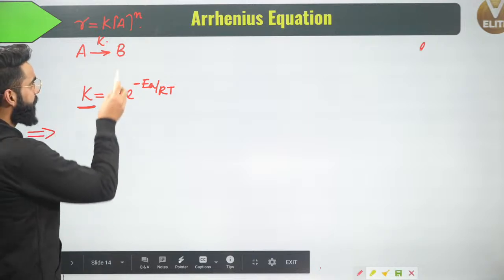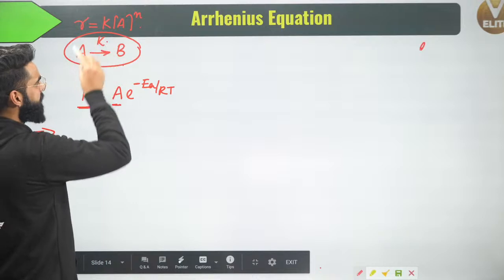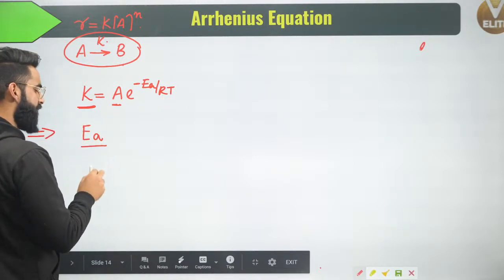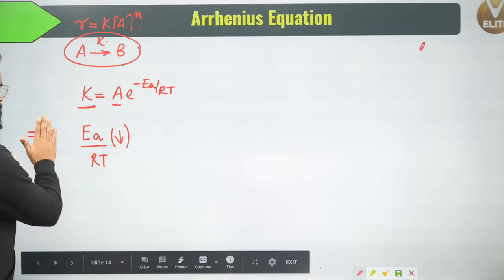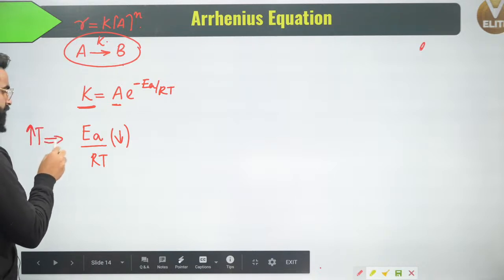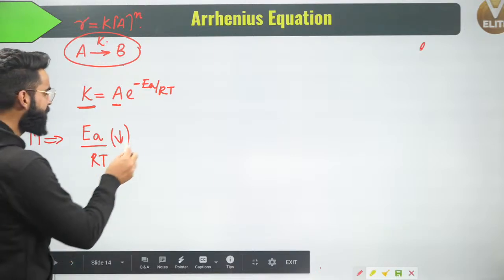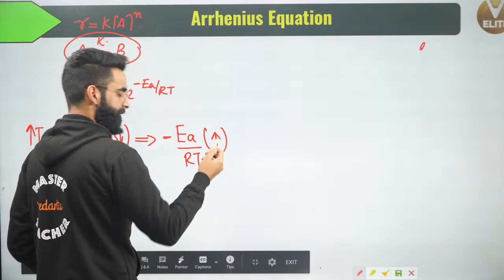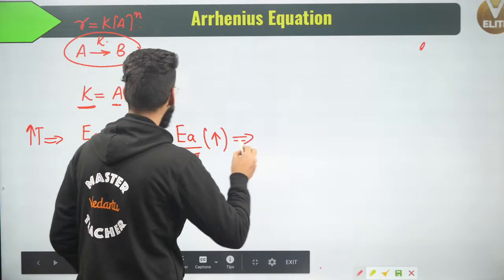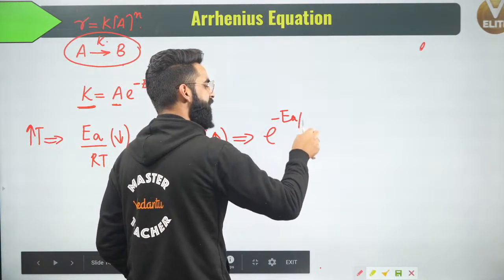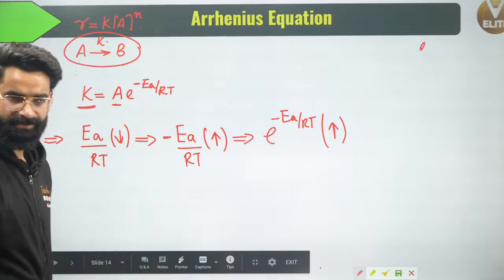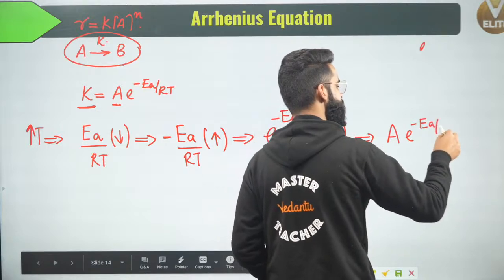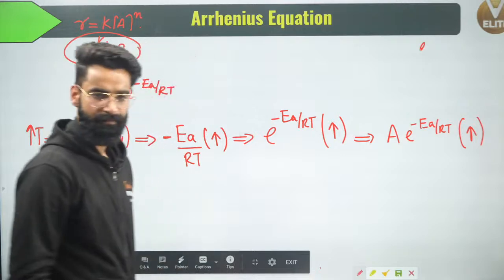Now, people, see what all things I can conclude from here. First thing, this is the reaction which I have right here. If I increase the temperature, can I say the value of Ea divided by RT will decrease? On increasing the temperature, the value of Ea divided by RT will decrease. If Ea by RT is decreasing, can I say the value of minus Ea divided by RT will increase? Now, if minus Ea by RT is increasing, then e to the power minus Ea divided by RT will increase. If this value is increasing, then A multiplied by e to the power minus Ea divided by RT will also increase.